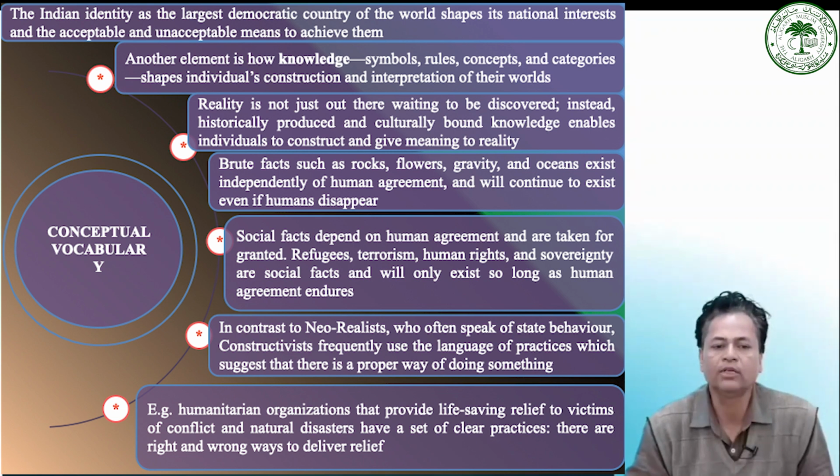Social facts depend on human agreement and are taken for granted. So, when you understand something socially, that needs broader kind of agreement, and then when everybody agrees, or at least most of the people agree for a particular thing, that is taken for granted, such as refugees, terrorism, human rights, sovereignty issue, they are all social facts, they are all based on social understanding.